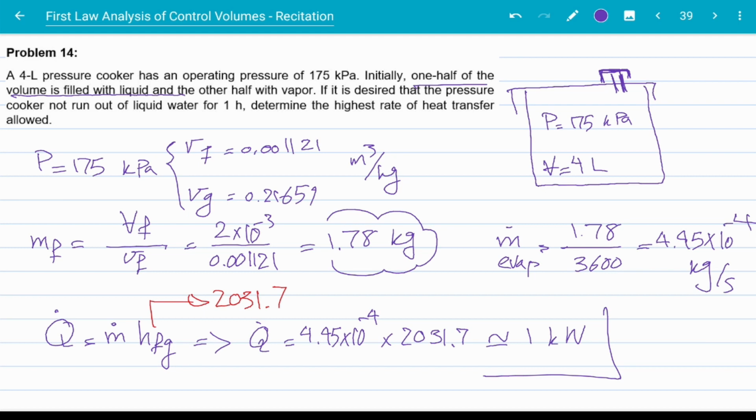But there is another way. We know that during this process, when water is boiling, some water escapes the cooker to keep the pressure at 175 kilopascals. Now we can treat this as a normal control volume problem where some mass is escaping, and then write down the conservation of mass, write down the first law, and find out that the amount of Q is 1 kilowatt. Actually, I strongly suggest that you try to solve the problem the other way as well, just to see that both approaches will give you the same result.